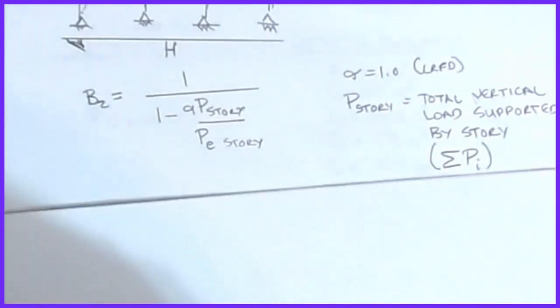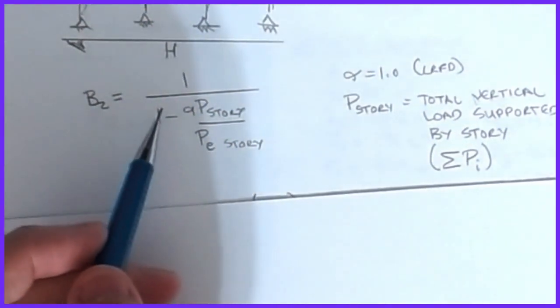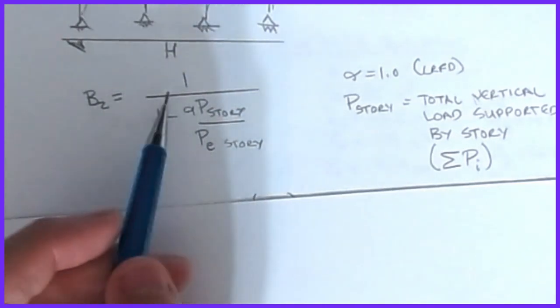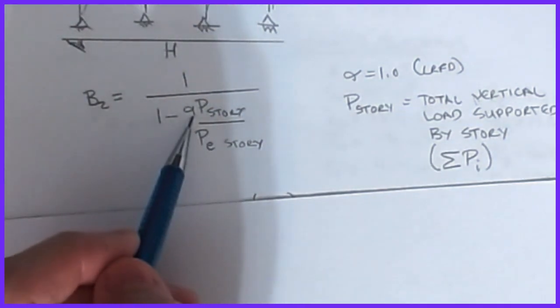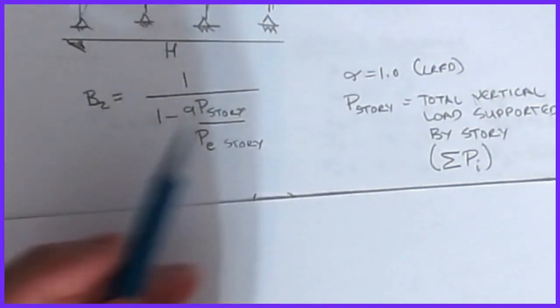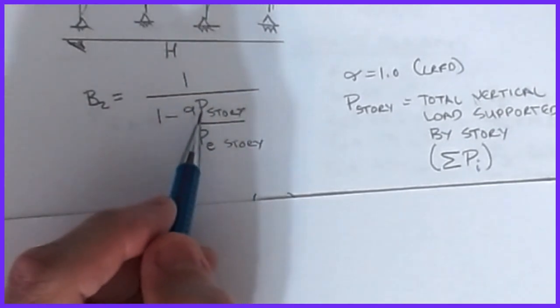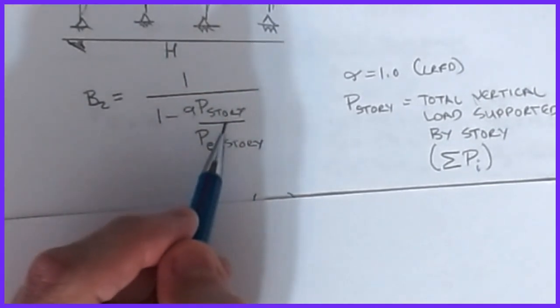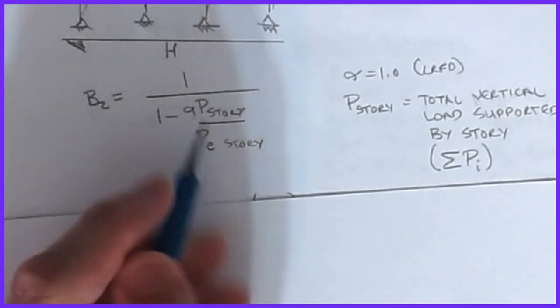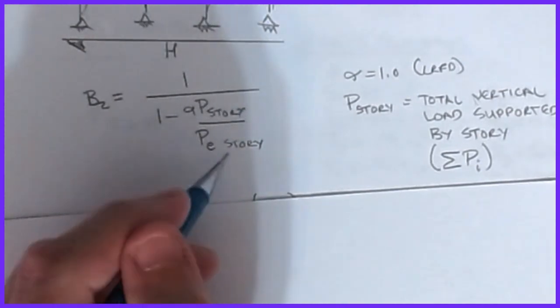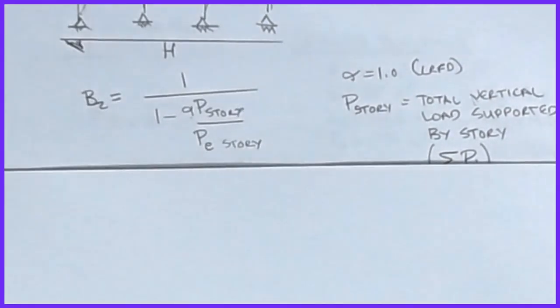go down here where we can see it, is written kind of like this, but it's kind of an interesting approach. Okay, it's 1 over 1 minus, there's alpha again, that's the same 1.0 for LRFD and 1.6 for ASD, and then they have this P story parameter, divided by the buckling load of the story itself. And that'll be a formula that's down below.